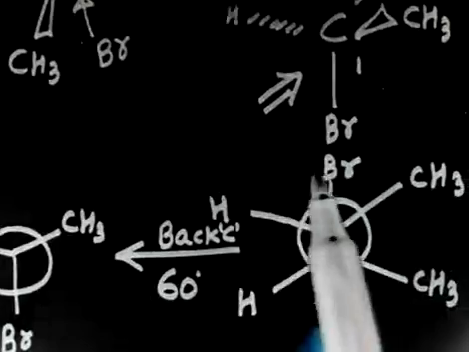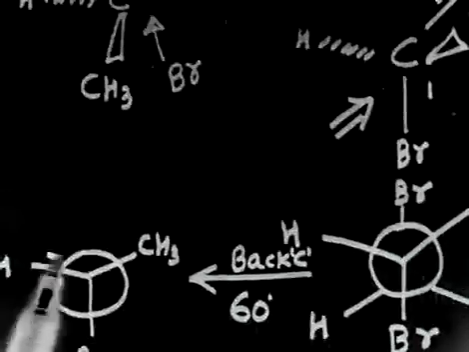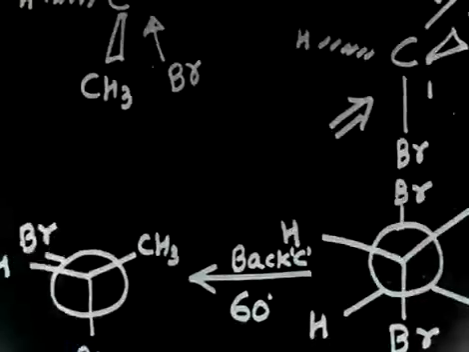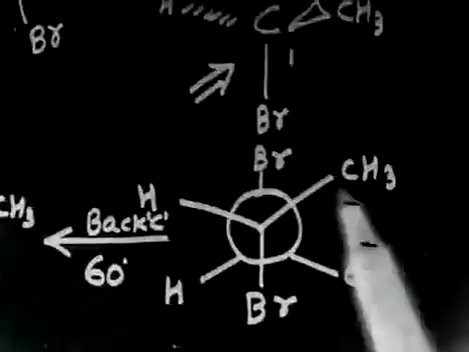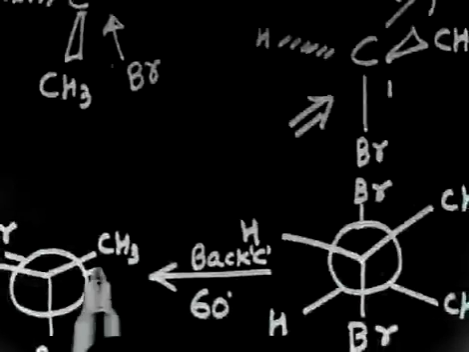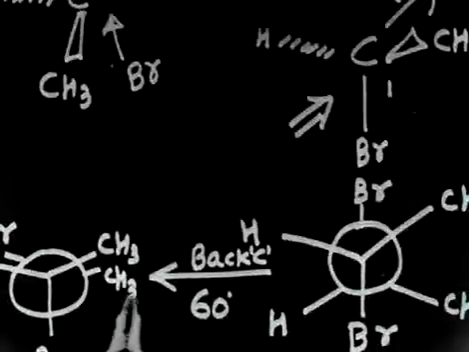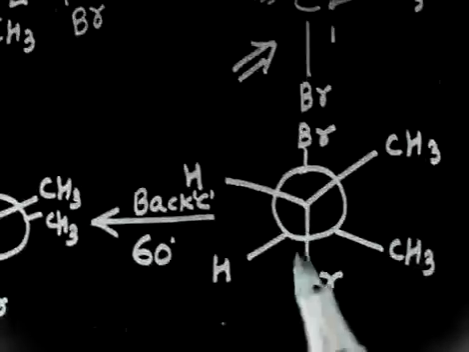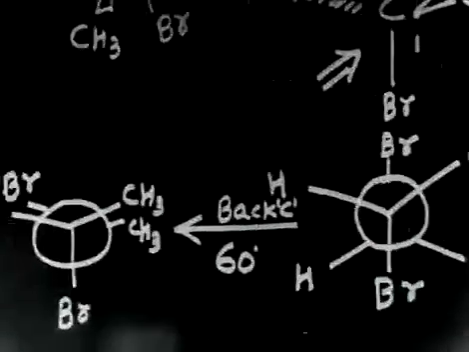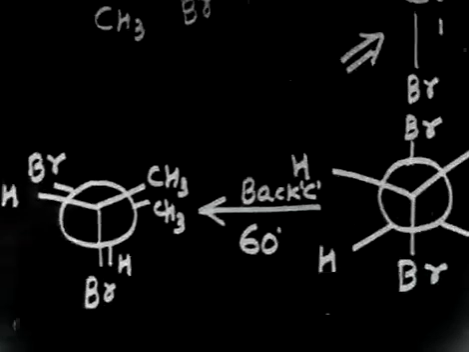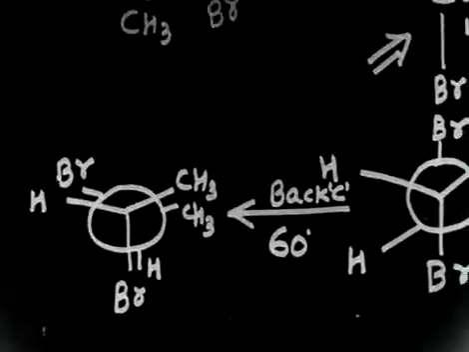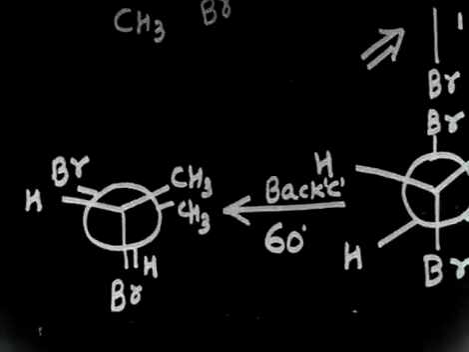Now back carbon, this bromine will look here, that is the closed position, and this CH3 will look here. So here you have CH3. Are you getting? And now this hydrogen will come here, so you have hydrogen here. Are you getting or not? So you will have this configuration.